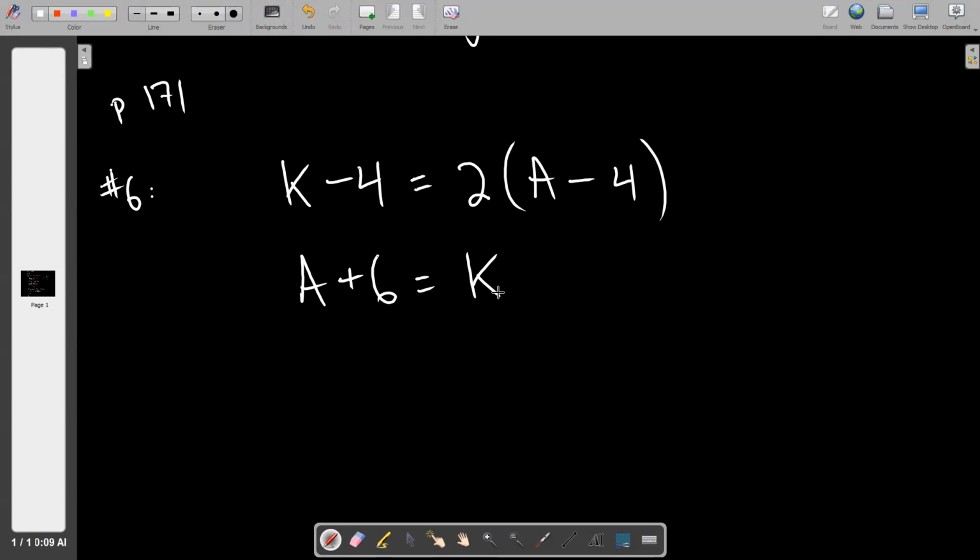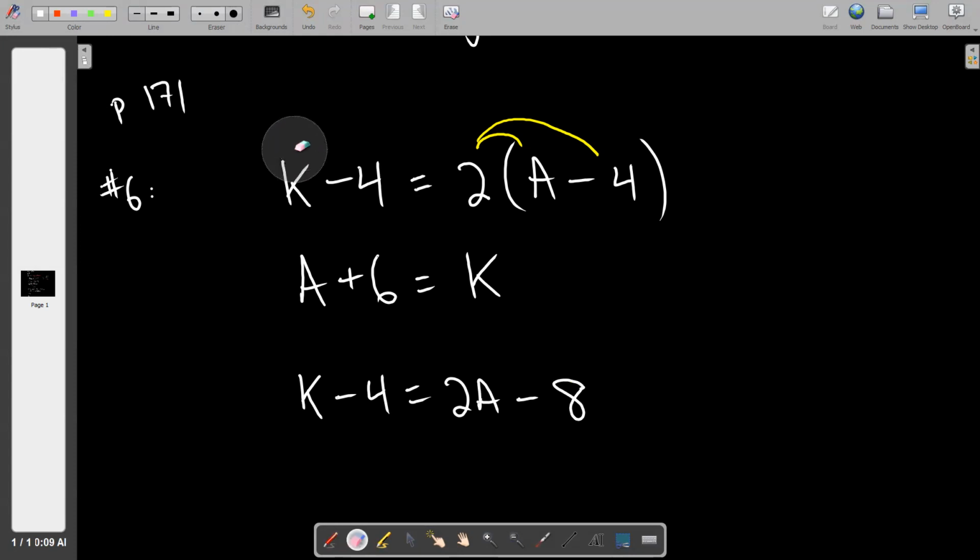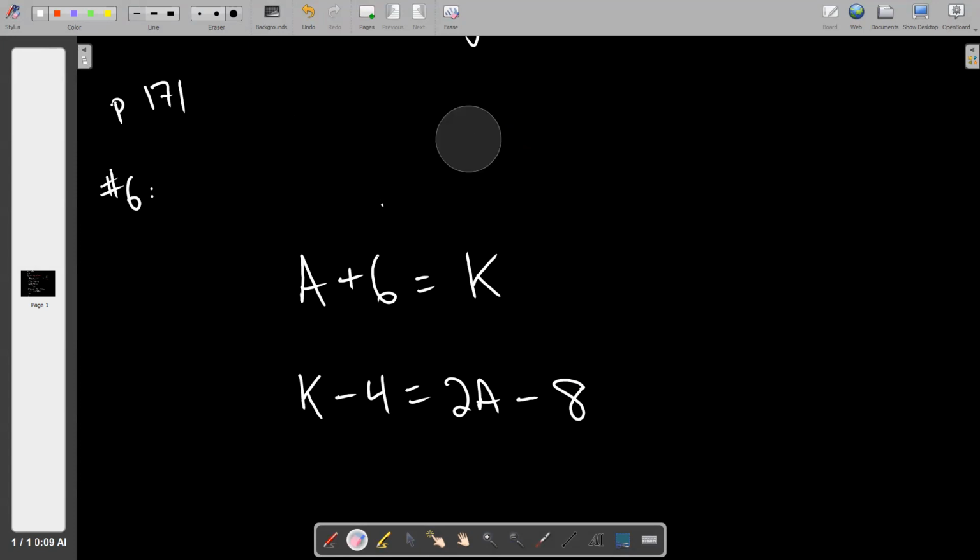Excellent job. My personal preference in a case like this, you've heard me say this last week, is I'm going to distribute here, and I prefer not to leave parentheses knowing that I'm about to put more in. I just feel like that makes me uncomfortable. So I'm going to clean up that right side. And it's going to be k minus 4 equals 2a minus 8. You good? Still? Have you spotted your boo-boo yet?